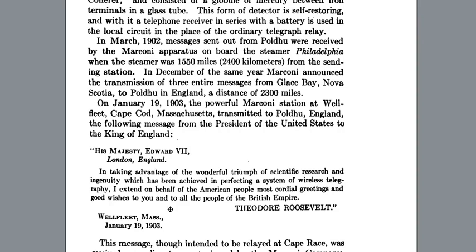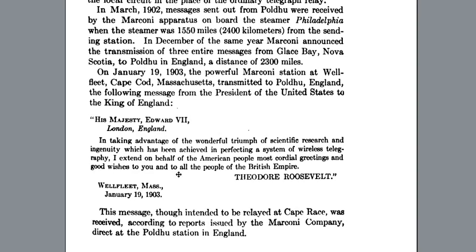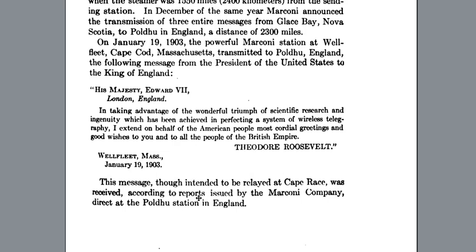On January 19, 1903, the powerful Marconi station at Wellfleet, Cape Cod, Massachusetts, transmitted to Poldhu, England, the following message from the President of the United States to the King of England, His Majesty Edward VII, London, England. In taking advantage of the wonderful triumph of scientific research and ingenuity which has been achieved in perfecting a system of wireless telegraphy, I extend on behalf of the American people most cordial greetings and good wishes to you and to all the people of the British Empire. Theodore Roosevelt. Wellfleet, Massachusetts, January 19, 1903. This message, though intended to be relayed at Cape Race, was received, according to reports issued by the Marconi Company, direct at the Poldhu station in England.